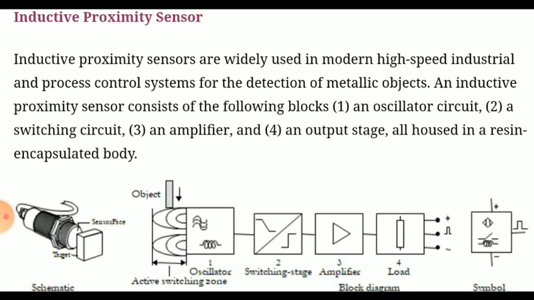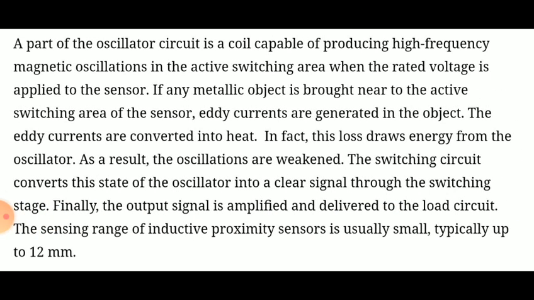Inductive proximity sensors are widely used in modern high-speed industrial and process control systems for the detection of metallic objects. An inductive proximity sensor consists of the following blocks: an oscillator circuit, a switching circuit, an amplifier, an output stage, all housed in a resin encapsulated body. A part of the oscillator circuit is a coil capable of producing high frequency magnetic oscillations in the active switching area when the rated voltage is applied to the sensor.